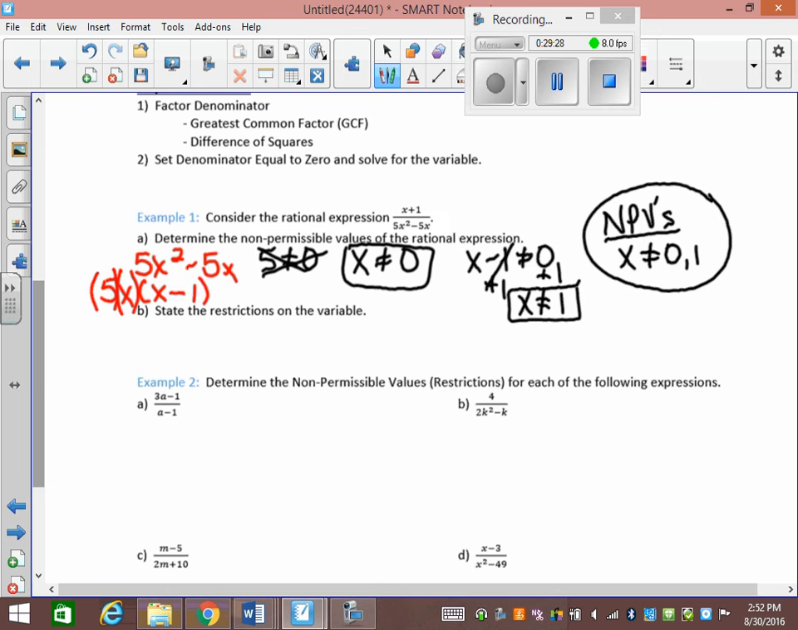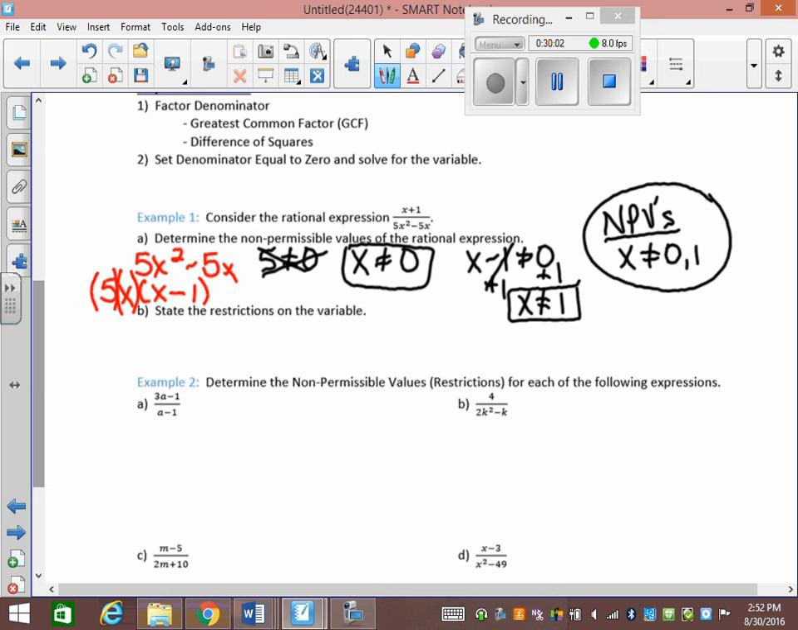Let me prove it to you. So, I'm going to plug 0 in here and see what we get in the denominator. 5 times 0 squared. 5 times 0 squared is 0. Minus 5 times 0 is 0. What's 0 minus 0? 0. So I know this one's correct because it caused the denominator to be 0. Now I'm going to try the 1. 5 times 1 squared. 1 squared is 1. So 5 times 1 is 5. Minus 5 times 1 is 5. What's 5 minus 5? 0. Do both of these, when I plug them in separately, get me a 0 in the denominator? Yes.